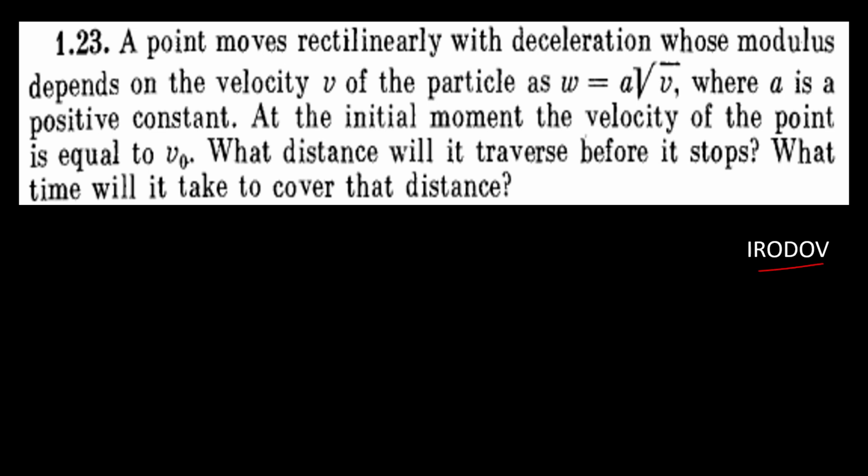The problem states, a point moves rectilinearly with deceleration whose modulus depends on the velocity v of the particle as w equals a times the square root of v, where a is a positive constant. At the initial moment, the velocity of the point is equal to v naught.